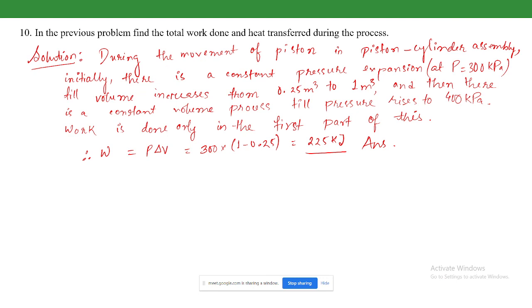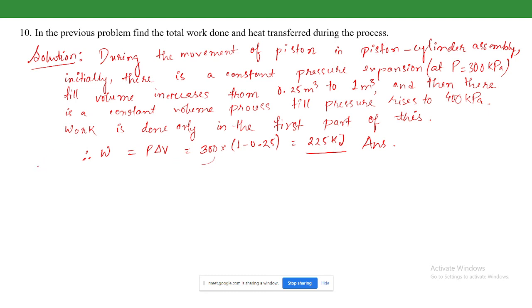So the work is done only in the first part of this process. Therefore the work done will be this constant pressure times the change in volume. So the constant pressure is 300 kilopascal, the change in volume is 1 minus 0.25, so it comes out to be 225 kilojoule. Now what is the heat transferred?